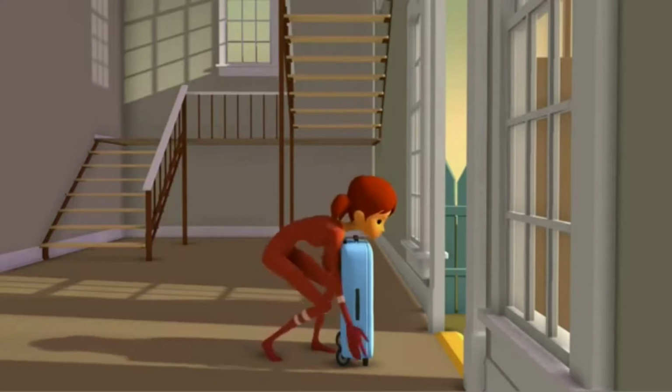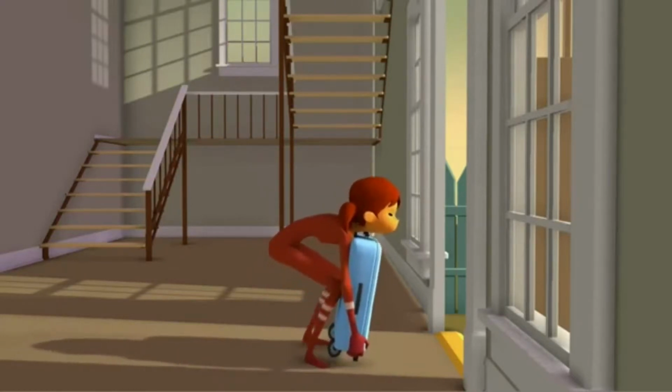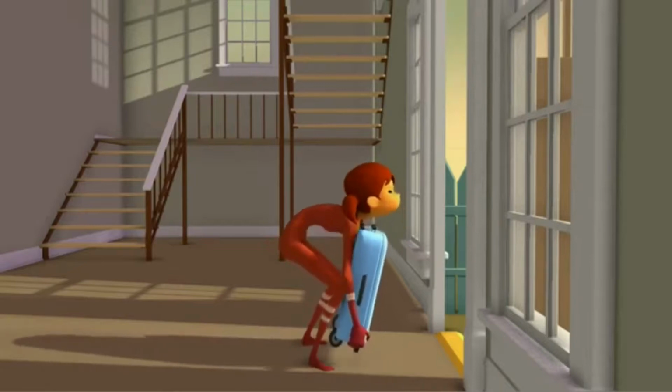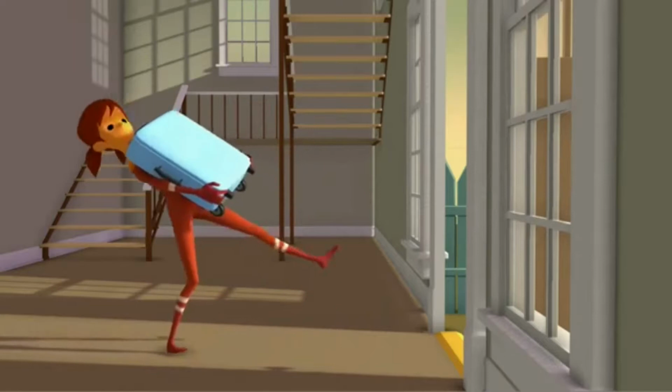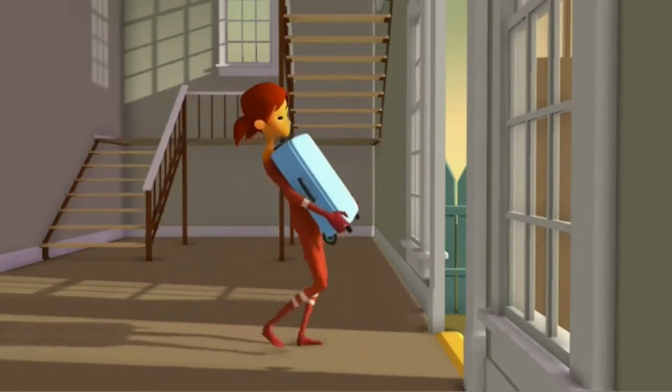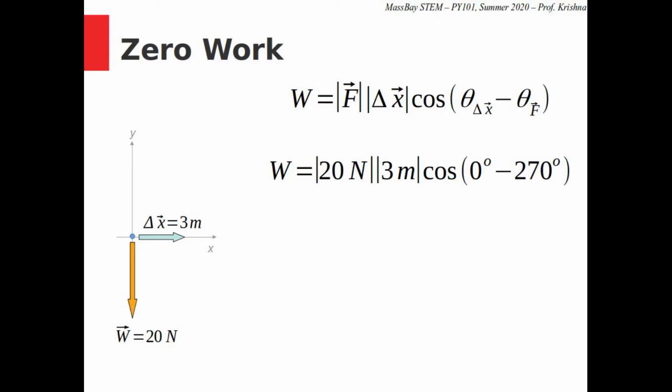Obviously, if an object doesn't move, its displacement is 0, so the work done by the forces acting on it is also 0. But consider this situation. A 20 newton object is carried at a constant height over a distance of 3 meters. The weight vector has a size of 20 newtons and is oriented at 270 degrees. The displacement has a magnitude of 3 meters and is oriented at 0 degrees.